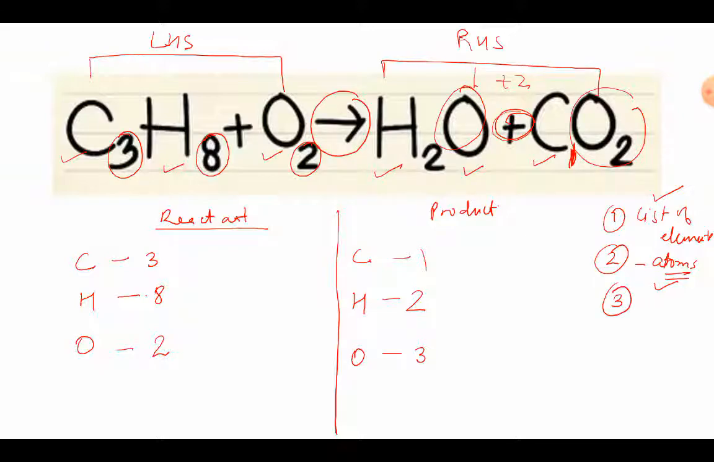Now comes the third and the last step, that we have to start balancing with that element whose number of atoms is the maximum, right? So we have to start with that element where the number of atoms is maximum. On the reactant side, it is 8 hydrogen, but on the product side it is only 2. So how can we make this 2 into 8? Obviously we have to put up a coefficient. A coefficient is always added in front. So if we put it up, it will be 2 into 4, that is 8.